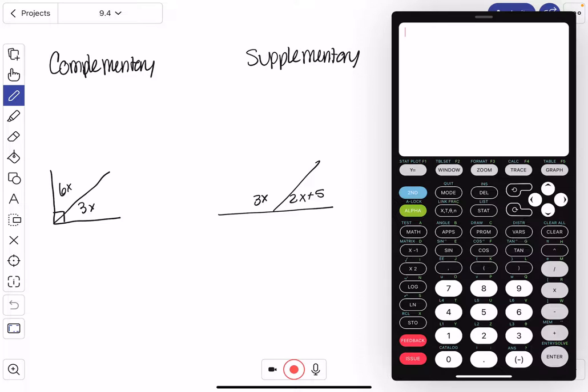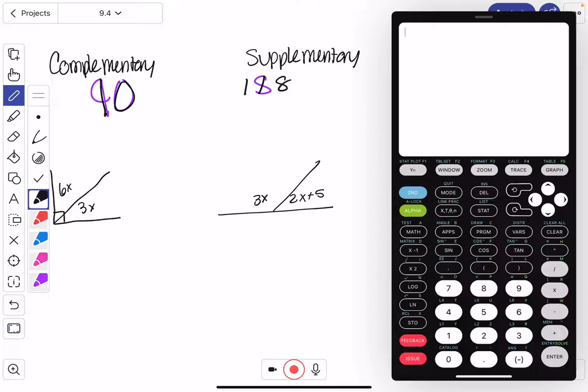Angles can be complementary or supplementary. The way I remember the difference is complementary, you can turn that C into a 90. And supplementary, you can turn the S into an 8. So you have 90 degrees for complementary angles, 180 degrees for supplementary.